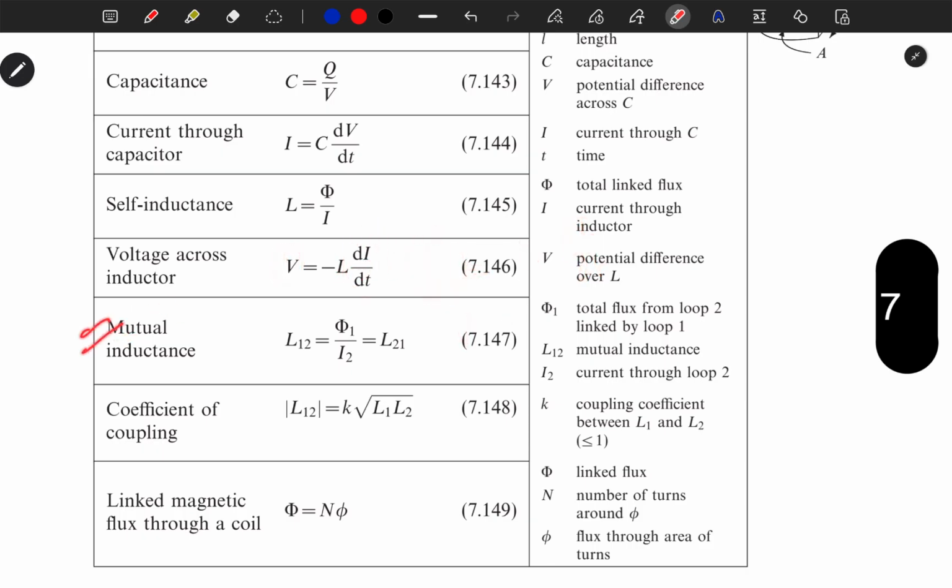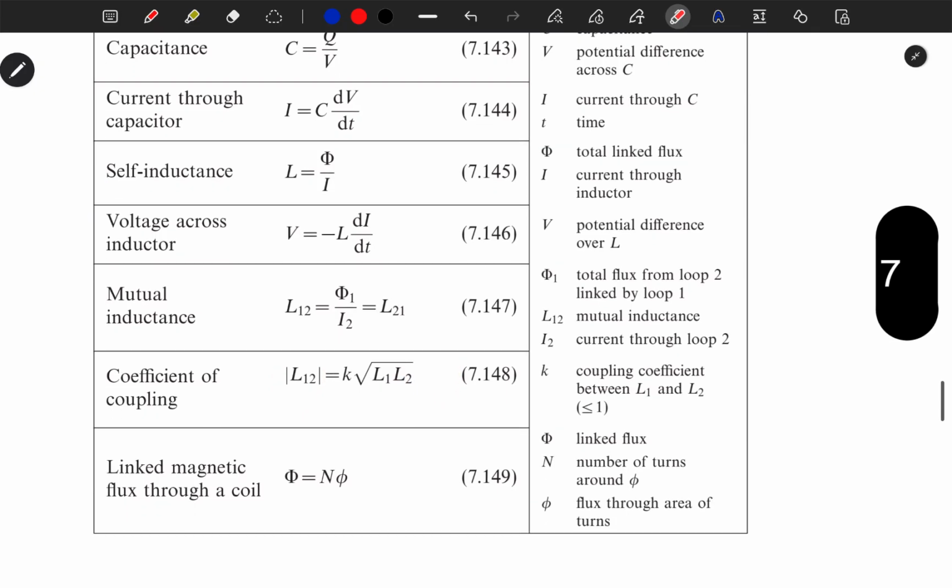Mutual inductance L12 equal to phi 1 by I2, equal to L21. Coefficient of coupling: L12 equal to k times the square root of L1 times L2. Linked magnetic flux through a coil, phi equal to N phi.